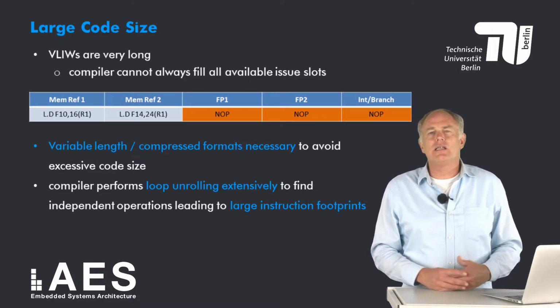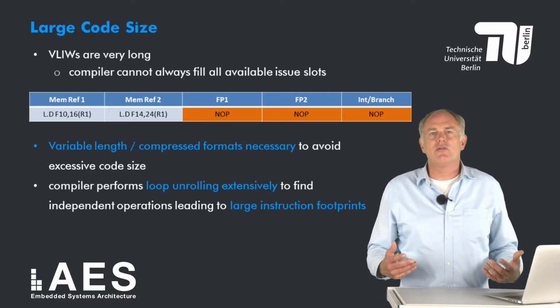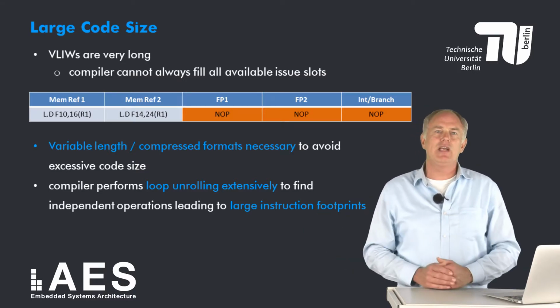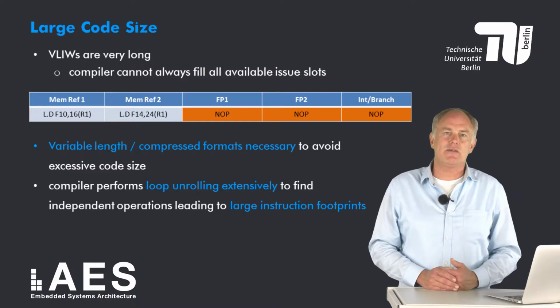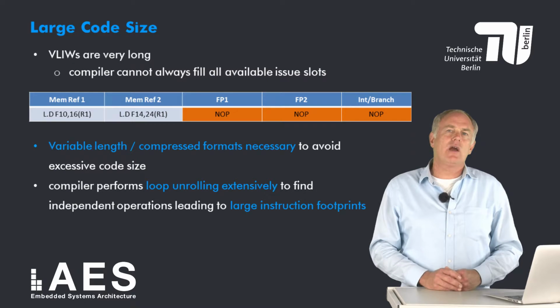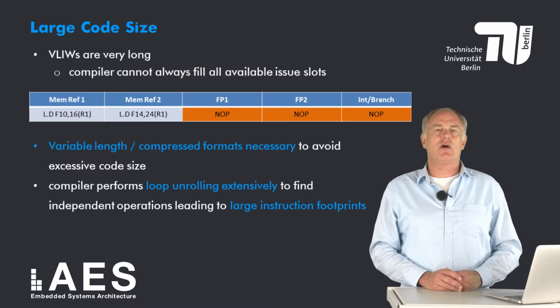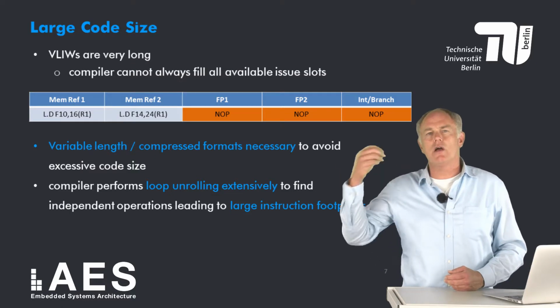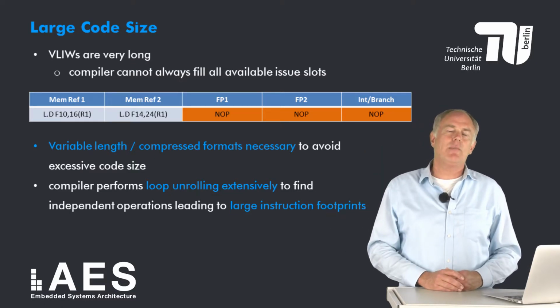What most VLIWs support are instruction formats of variable length, or the instructions are compressed in memory to avoid having such excessive code size. But no ops are not the only reason why VLIWs have large code size. It's also because the compiler has to use a lot of loop unrolling to find parallel operations. A second reason why the code size is large.